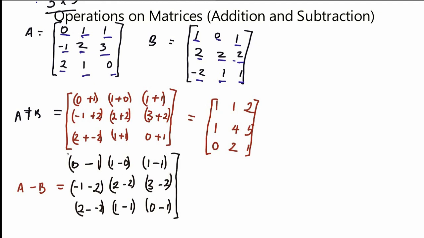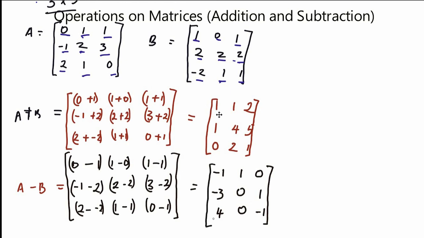So if you pick up your calculator and key in those values, then 0 minus 1 will be negative 1. 1 minus 0 will be 1. 1 minus 1 will give us 0. Minus 1 minus 2 will give us minus 3. 2 minus 2 will give us 0. 3 minus 2 will give us 1. 2 minus minus 2 will give us 4. 1 minus 1 will give us 0. And 0 minus 1 will give us negative 1. And this will be the solution for our matrix A minus B.